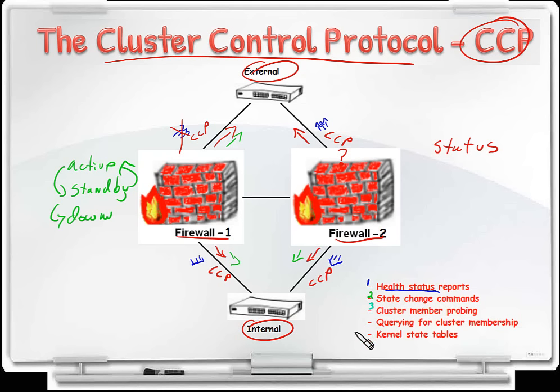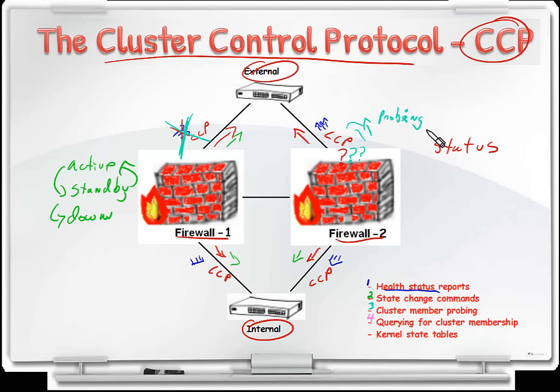Third, cluster member probing. Cluster member probing is the members will probe to see if the other members are still part of the cluster. For example, let's say one of the firewalls fails to send health status reports, and so the member will not receive any of these packets. And so it sends probing requests to identify and elicit a response to see if that member either is still up or if that interface went down. And so depending on the outcome of the probing, it will then make a determination on what the next course of actions to take.